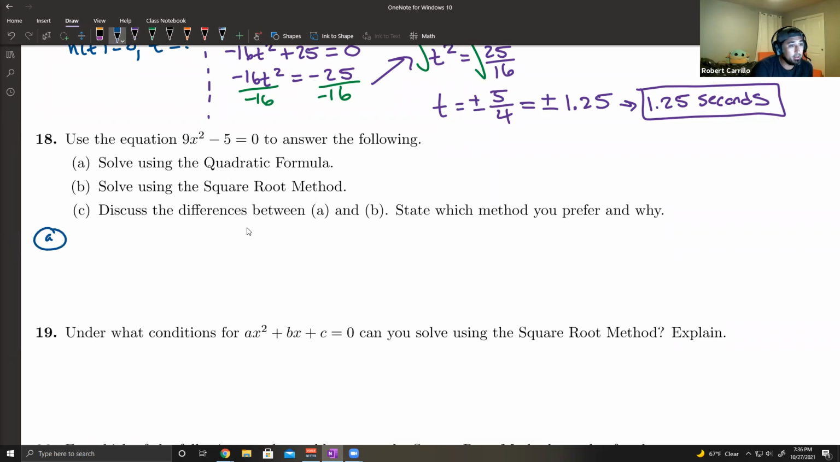So A will be the quadratic formula. Let's write our equation out. 9x squared minus 5 equal to 0. To do the quadratic formula, we need the values of A, B, and C. What are my values of A, B, and C?